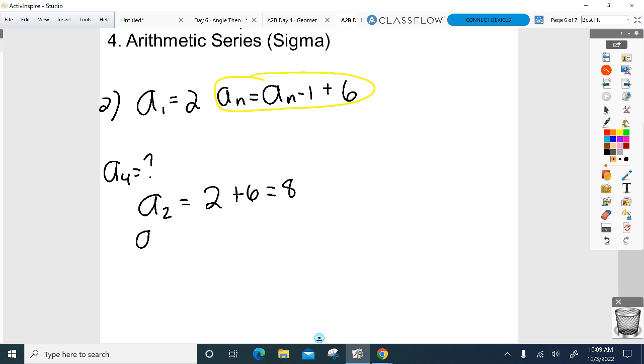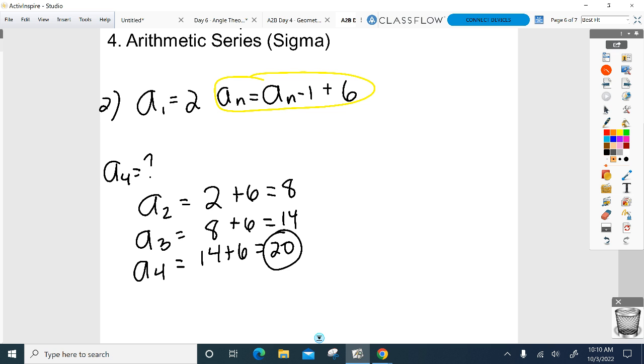How do I find my third term? Same rule. Plug in 8 and add 6. Now you can get to the fourth term. 14 plus 6, and there's 20. So that's how I get to the fourth term here using a recursive formula.